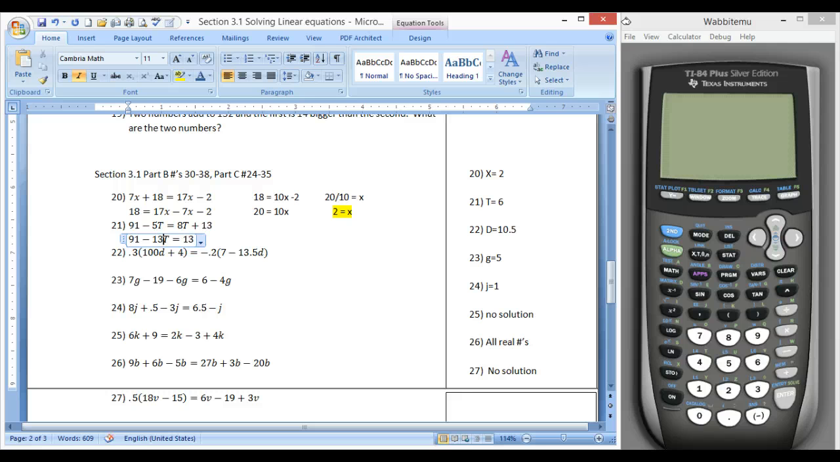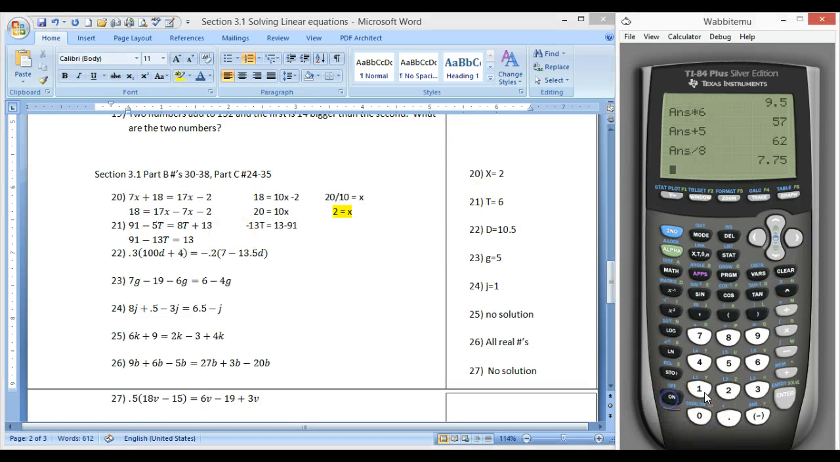Now that I have all of the t's combined, I need to get all of the things without t to the right-hand side. So I need to subtract my 91 over here. So my next step is subtracting the 91. 91 minus 91 is 0, so I'm left with negative 13t equals, the 13 is positive, and I need to subtract 91. 13 minus 91 gives me negative 78.